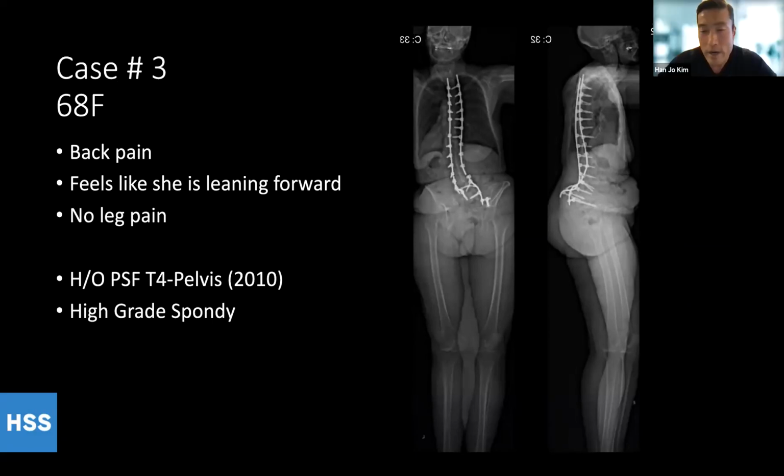Okay, great. So here's case number 3, a 68-year-old lady. She's got back pain. She feels like she's leaning forward, no leg pain, but she had this surgery done at an outside hospital in 2010. Obviously had a high-grade spondy, but the surgeon that had done her operation before just did an in situ fusion there because there was obviously a deformity above and then tried to do this deformity correction. So now she presents, I think it was about 7 years later, with broken rods.